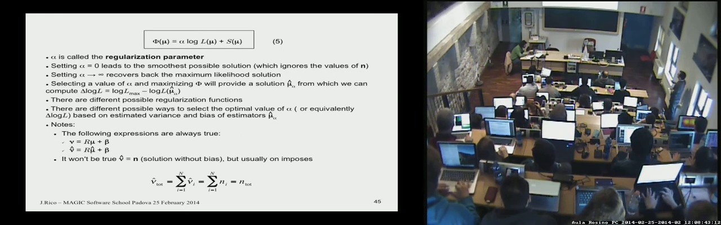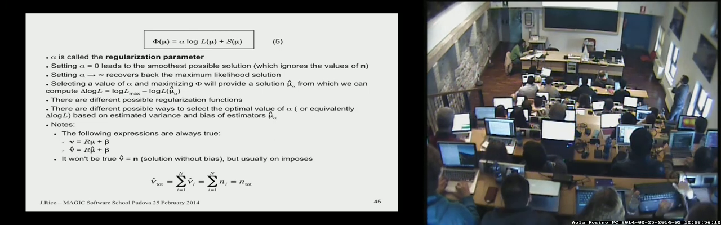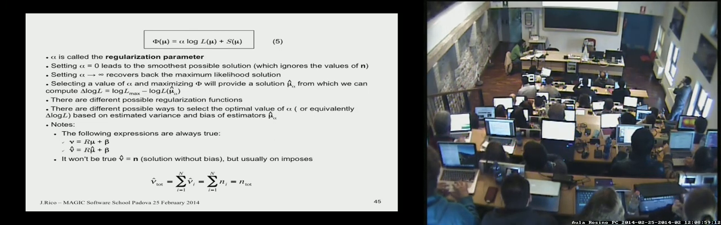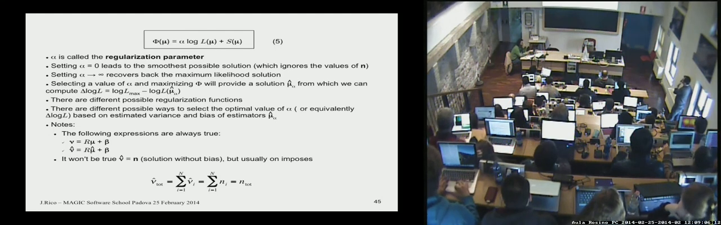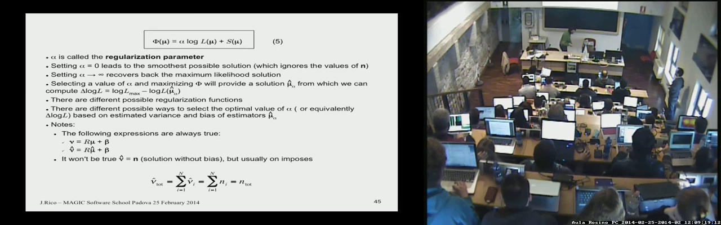Now this S depends on the regularization method that we are using. There are many ways, and we will see a couple of them, and there are others used in high energy physics. And there are also different possible ways to select the optimal value of alpha, and I will also mention a couple of them. And that's equivalent to selecting a value of delta log L. The ones I show are based on the estimated variance and bias of the estimators of mu, and also on the variance of the bias.